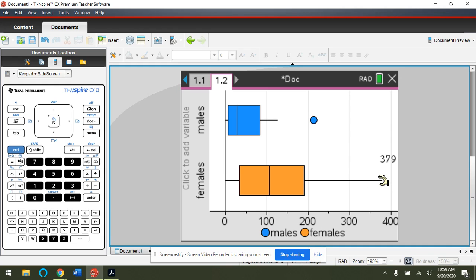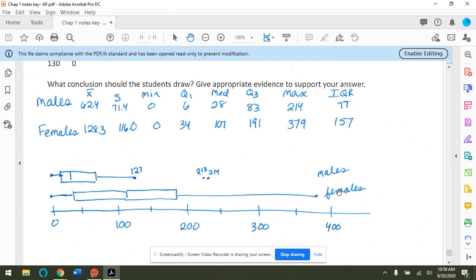This 379 was not considered to be extreme compared to all these other data points. Right? But 213 and 214 are considered extreme compared to the male data points. So this is a beautiful double box plot, right? Box plots for both females and males. Make sure that you label them.